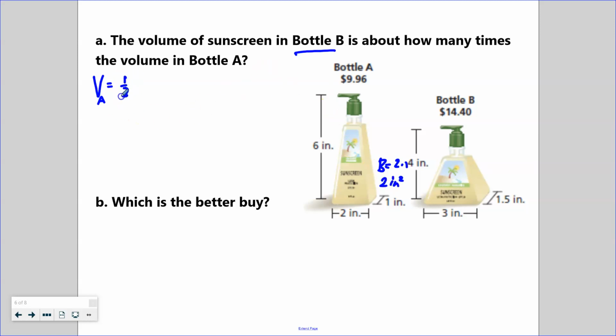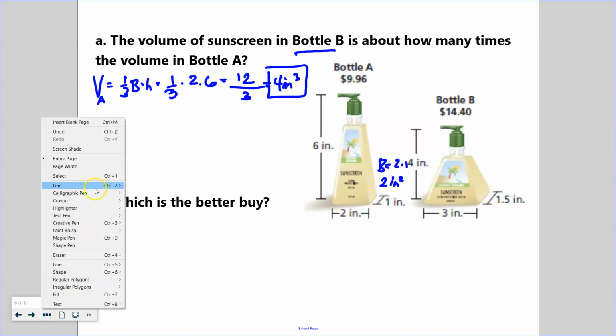So we have 1/3 area of the base times height equals 1/3. That's an ugly 3, but you get the point. Times 2 times 6, right? Because the area of the base was 2, and the height is 6. So 1 times 2 times 6 is 12. 3 times 1 times 1 is 3. And so we end up with 4 inches cubed for the volume of A.